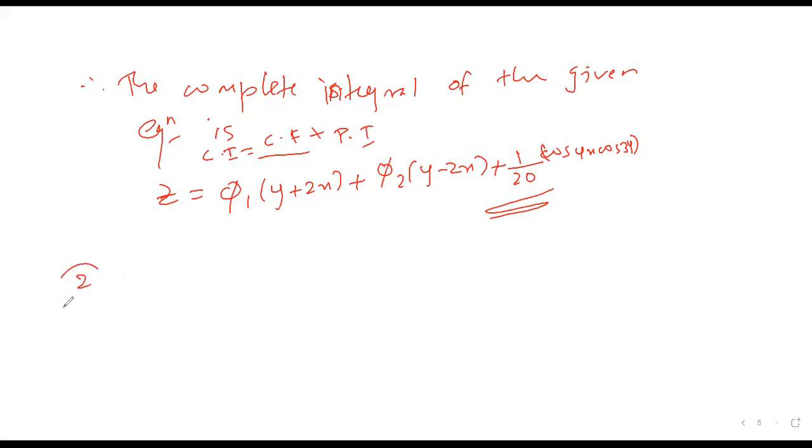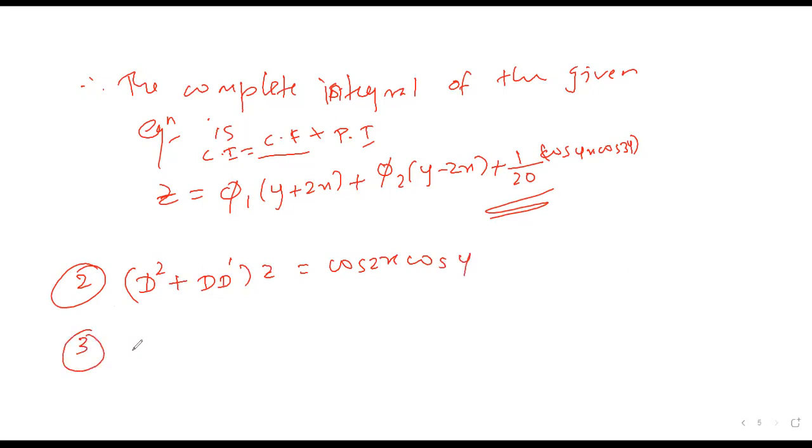Yeah. So second one, try this question. D squared plus D dash of z is equal to cos 2x cos y. Same idea. Okay. Third one, you can try. No need to try now, you can do it as homework. D dash plus D squared of z is equal to sin x cos y.